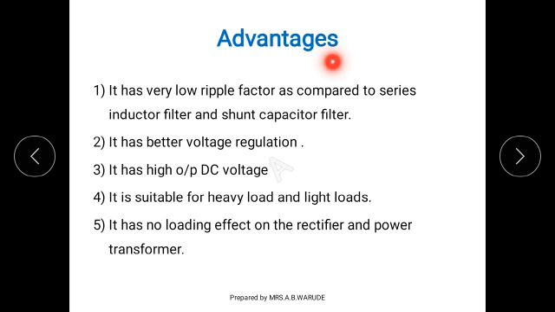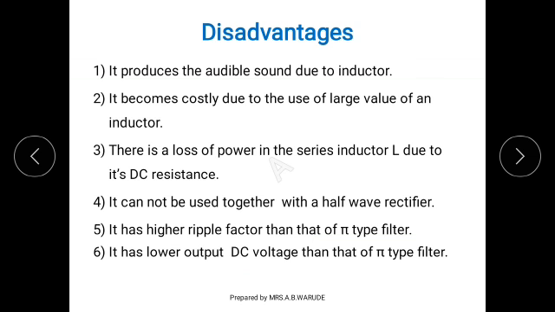Then advantages of choke filter. First is it has very low ripple factor as compared to the series inductor filter and shunt capacitor filter. Second is it has better voltage regulation. Third is it has high output DC voltage. Fourth is it is suitable for heavy load and light loads, and it has no loading effect on the rectifier and power transformer.